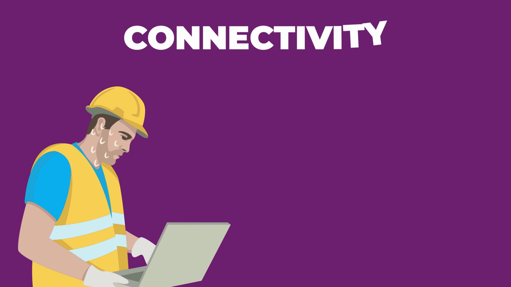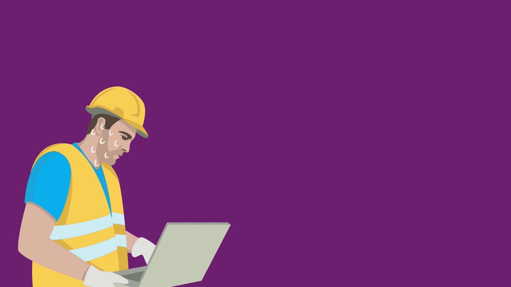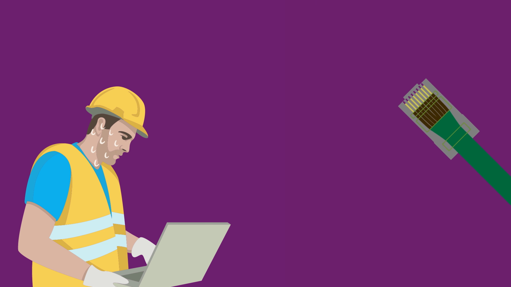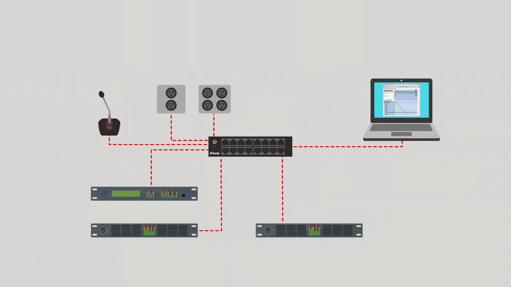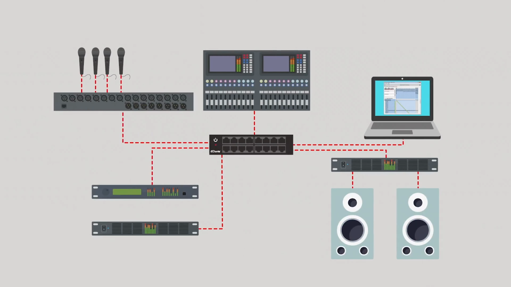Let's talk about connectivity. How does all this gear talk to each other? A term you may have heard about, audio over IP, sends multi-channel audio over an Ethernet cable. There are a few common IP-based audio protocols, Dante and AVB being the most common. A host of manufacturers support these protocols with microphones, speakers, converters, I/O expanders, basically anything in the audio ecosystem.